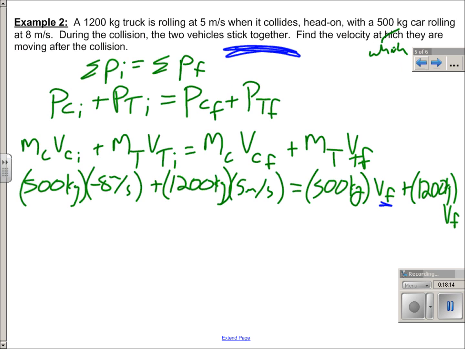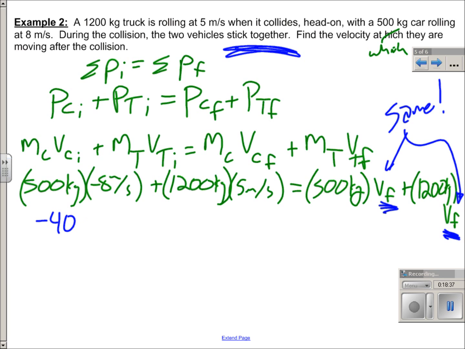But notice, here's the big deal. Since the vehicles stick together, that means they're going to have the same final velocity, right? If two objects are stuck together, they've got the same velocity. So I'm not going to distinguish between truck and car here. Notice I didn't write VTF and VCF. I just put VF. All right, so look what happens. This is actually pretty easy.